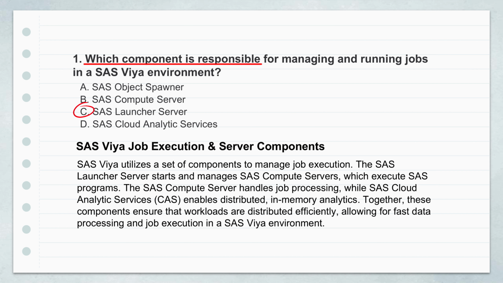The SAS Launcher Server. So it doesn't actually run the jobs itself, but it's the one in charge of getting them going. Precisely. The explanation details that the SAS Launcher Server manages job execution by dynamically launching SAS compute servers as they're needed. What's fascinating about this is the efficiency it brings. Instead of having resources constantly running, the launcher server spins them up on demand, distributing workloads effectively and ensuring that when you submit a program or job, the necessary computing power is ready and waiting. This dynamic allocation is key for handling fluctuating analytical demands.